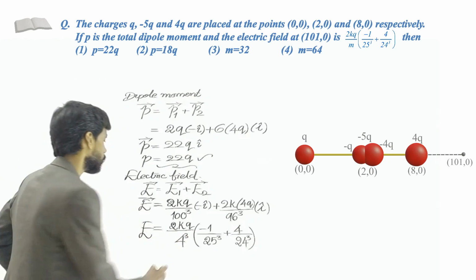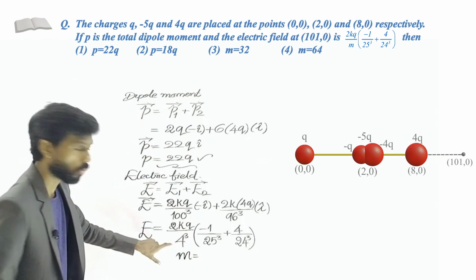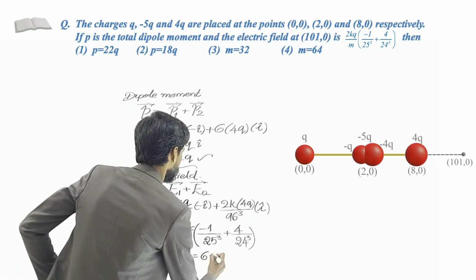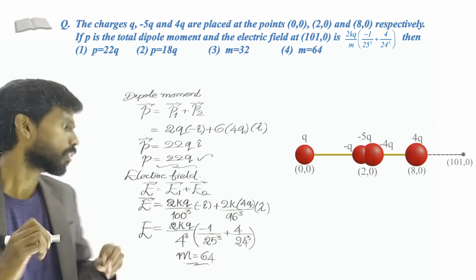So that means the value of this m equals this 4 cube. So that means it is 64. Okay, that's all. So that is our required answer. Do you understand? So it is very simple.